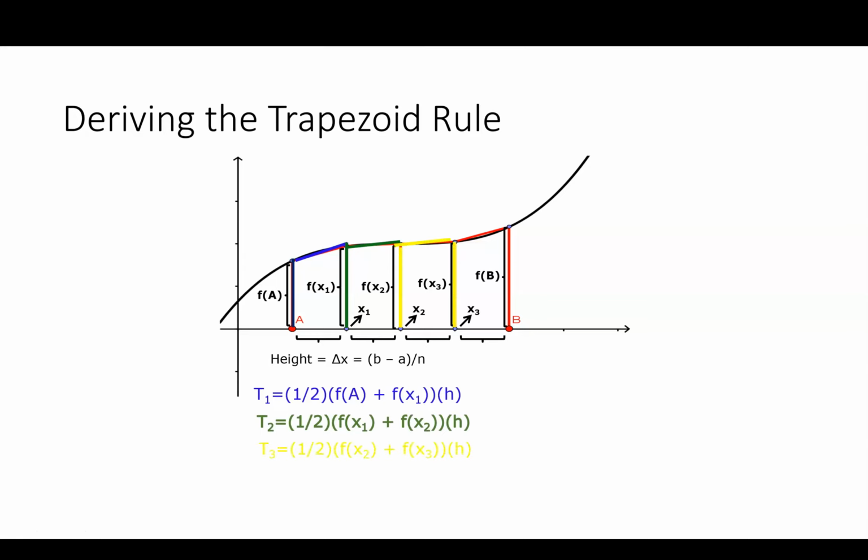Then next I have to find my third one. Hope you can see that. It's kind of a bright yellow, but it's the same thing, 1/2 base 1 plus base 2 times height, where base 1 would be f of x sub 2, using that one again, because that's another bordering side.